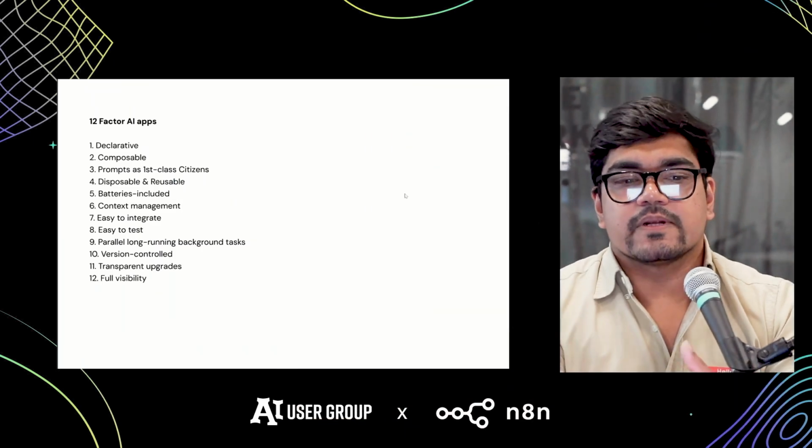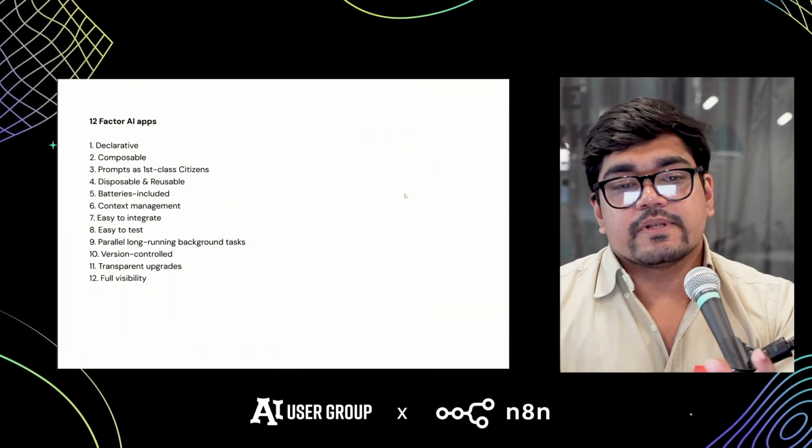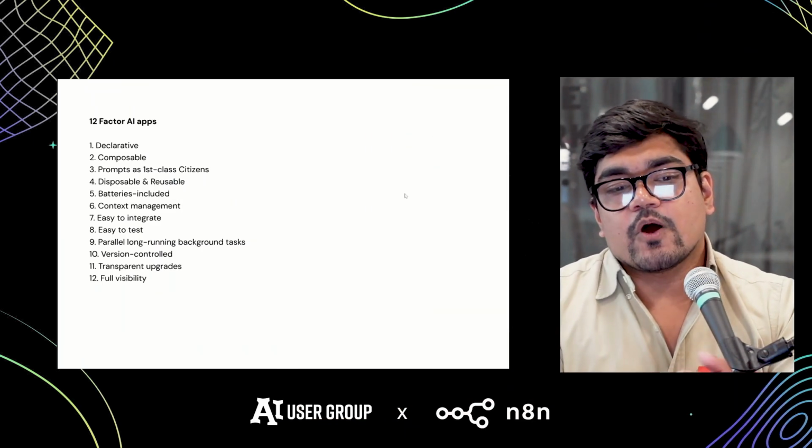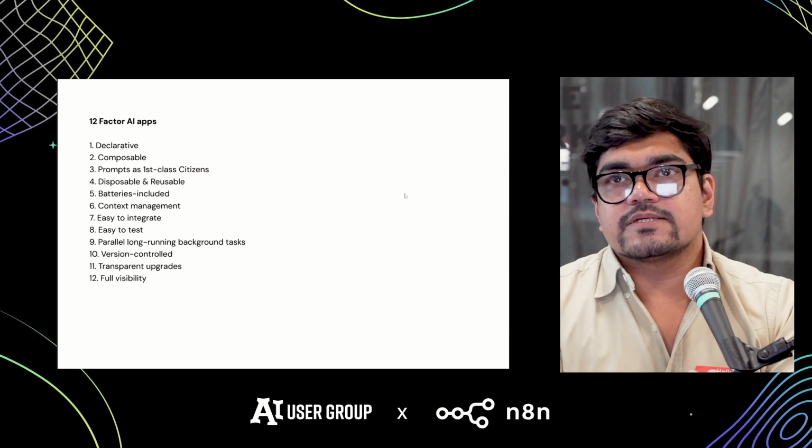And second, they should be composable. We expect, as these models get better and better at planning and doing things, prompts and applications compose into each other, and the logic and the data flow from one part to another, right? Third, and this is really important in my opinion, prompts are right now treated as second-class citizens.